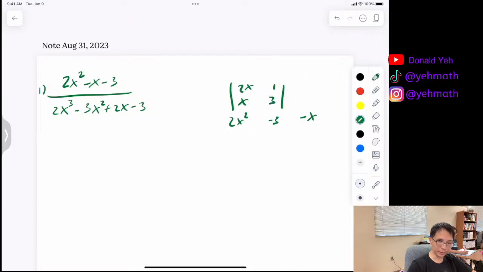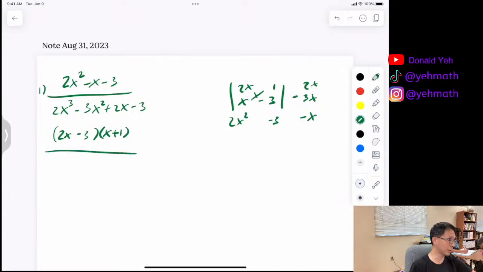So I think 1, 3, 2x, 3x, and this one is negative. So it should be 2x minus 3 times x plus 1. Did I do okay? Did you guys do okay?